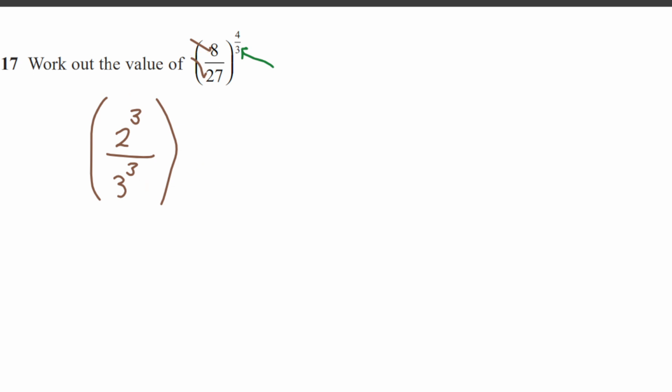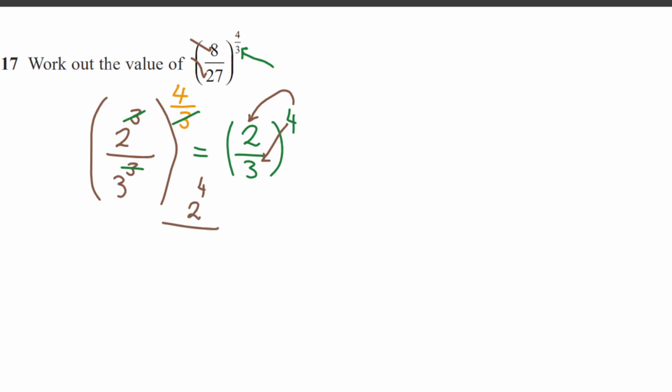And keep the 4 over 3 up here. Just let it hang. Then cancel this. All these 3's will just go away. But what do we have left? Is 2 over 3 all to the power of 4. The law of indices says you can split this bar, so you'll have 2 to the power of 4 divided by 3 to the power of 4.